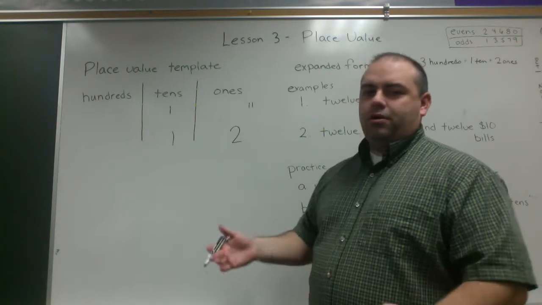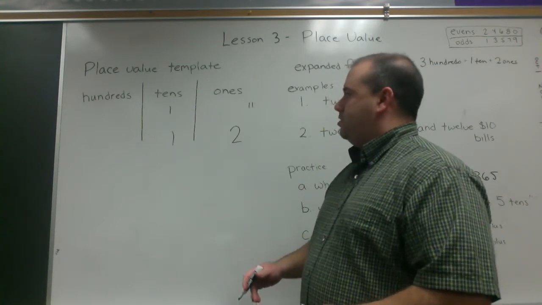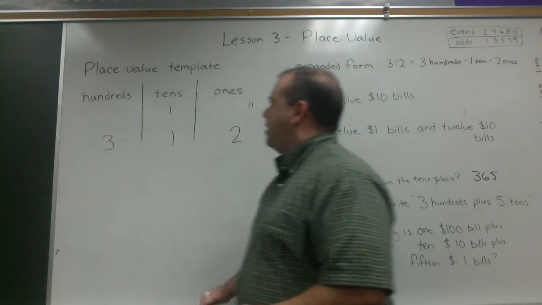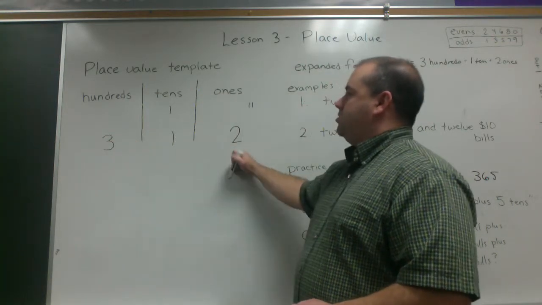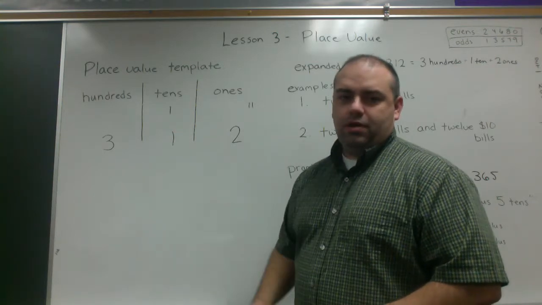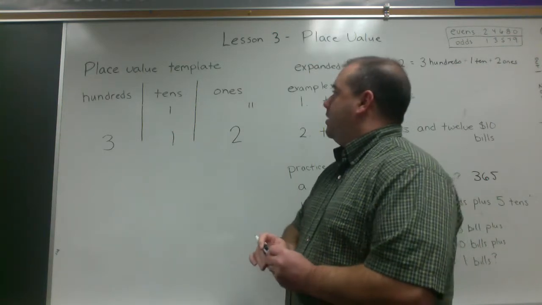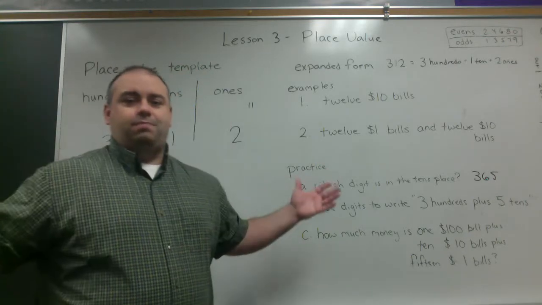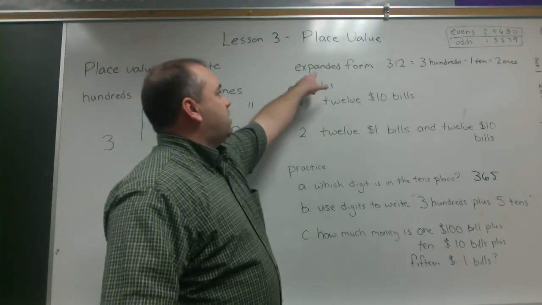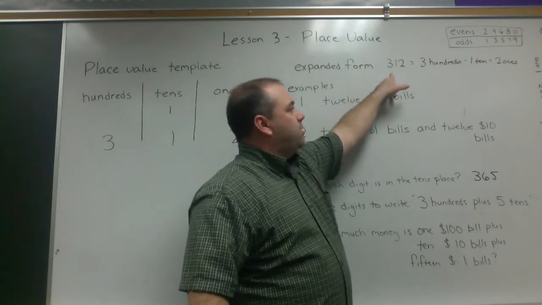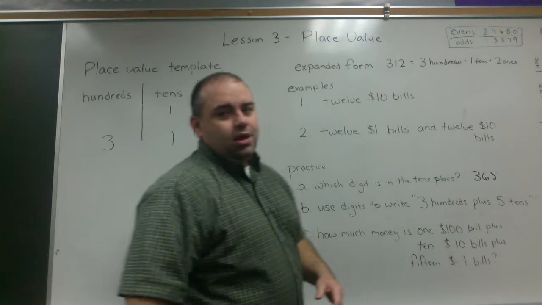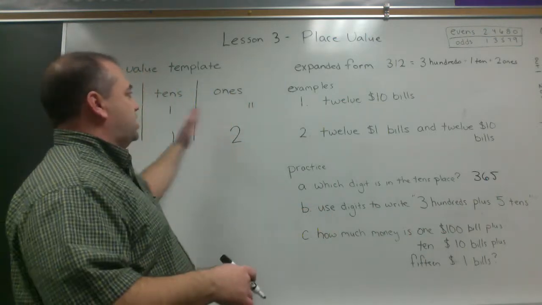Let's say we had $312. Let's try to make it a little more interesting. If I did that, I would just stick my 3 in my hundreds place. I already have my 1 ten and my 2 ones, 312. It's just place value straight across the board there. We could also write that in what's called expanded form. Expand means to make bigger or longer, larger. So if we expand the form, 312 could be written as 3 hundreds plus 1 ten plus 2 ones. It would just be written out in each place value.